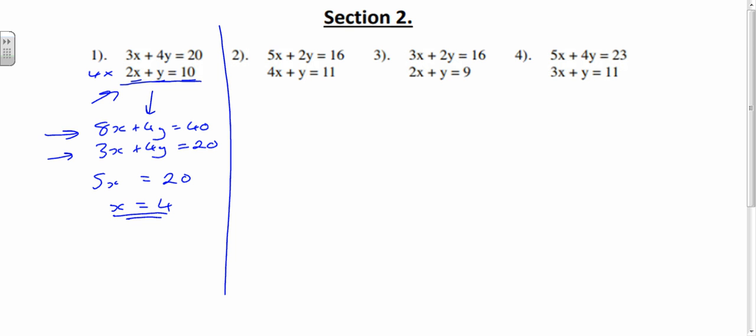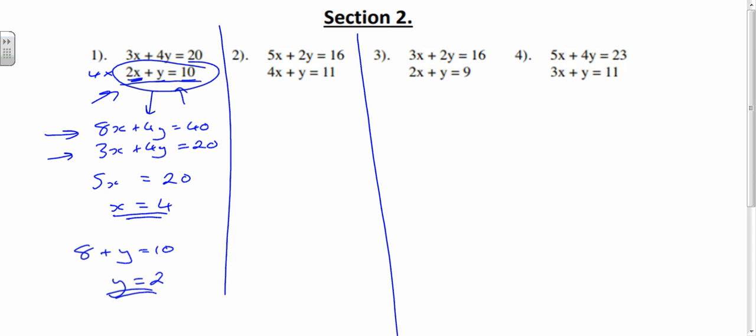I'm going to go for this one here, just because it's the smallest, and so you've got less chance of making a mistake. So if x is 4, 2 lots of x, it's going to be 8. So 8 plus y equals 10. Take away 8 from both sides, and you've got y equals 2. So that's your solution to that one.